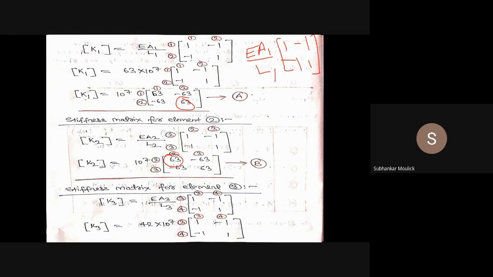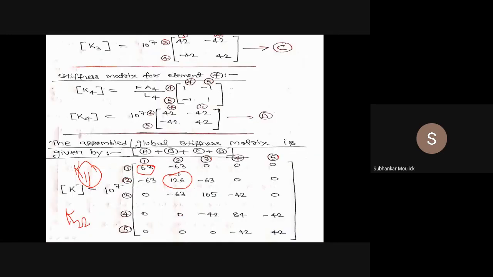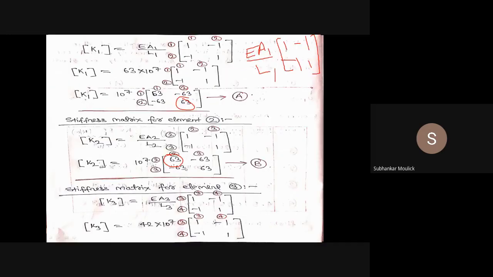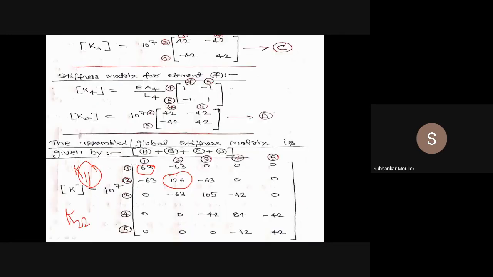63. From equation C there is no 2, and in equation 4, no 2. So what is the final value of this 2? I told you I have to add the A, B, C and D stiffness matrix equations. So when I add 63 with plus 63, that value comes out to be 126. Likewise, you can frame this 5 by 5 stiffness matrix.